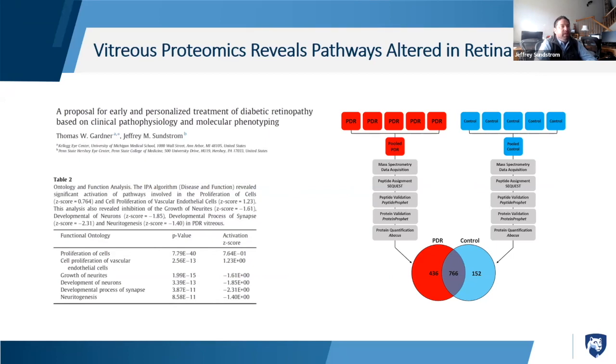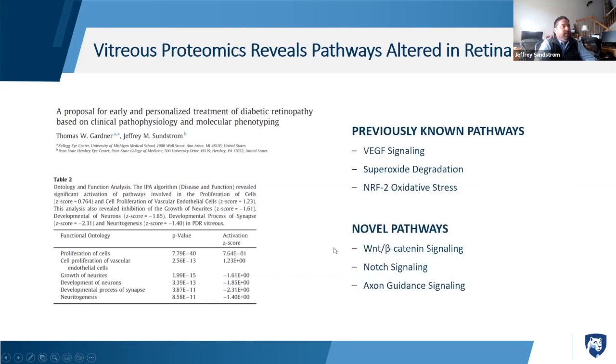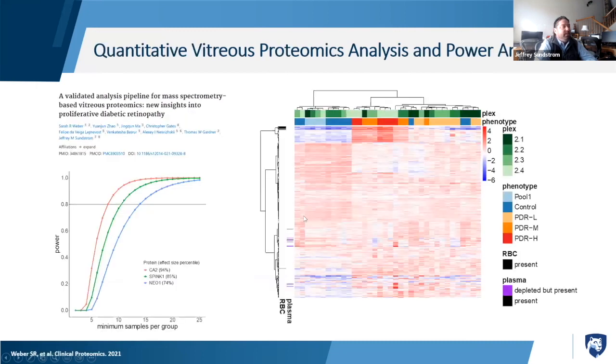So we were really impressed that just by this one simple experiment, we were able to show vitreous can inform us about retinal disease. Some of the pathways that we picked up were VEGF signaling, which you would expect, as well as superoxide degradation. I know Elia Duh at Wilmer has been working on that in terms of NRF2 and oxidative stress. And we also picked up Wnt/beta-catenin signaling. My colleague Dave Antonetti and others have been working on that pathway as a possible therapeutic for diabetic retinopathy. And then again, some axon guidance and Notch signaling.